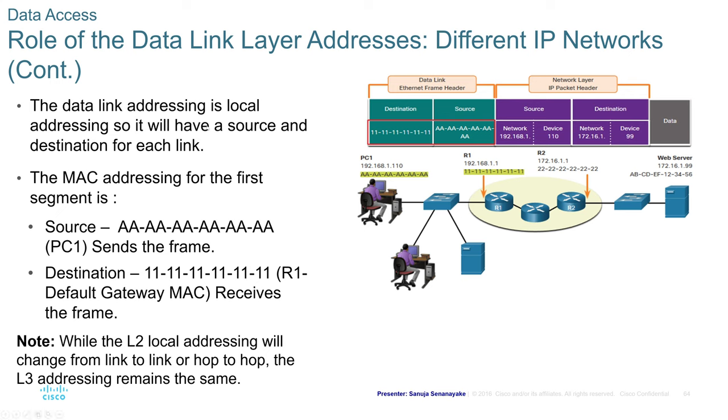The data link addressing is local addressing. So it will have a source and a destination for each link. The MAC addressing for the first segment in this example: the source is AA, which is PC1, and then the destination has 1, 1, 1, 1, 1, 1. The destination MAC address, which receives the frame, is actually the default gateway of that router, which is right here. While the layer 2 local addressing will change from link to link, or hop to hop, the layer 3 addressing, however, remains the same. It does not change. That's a very important concept.